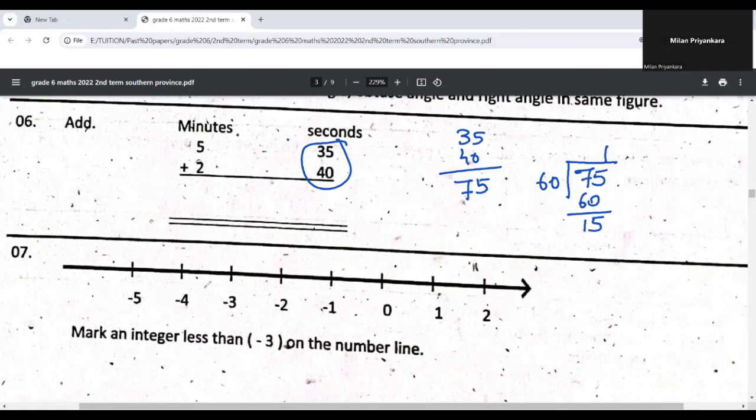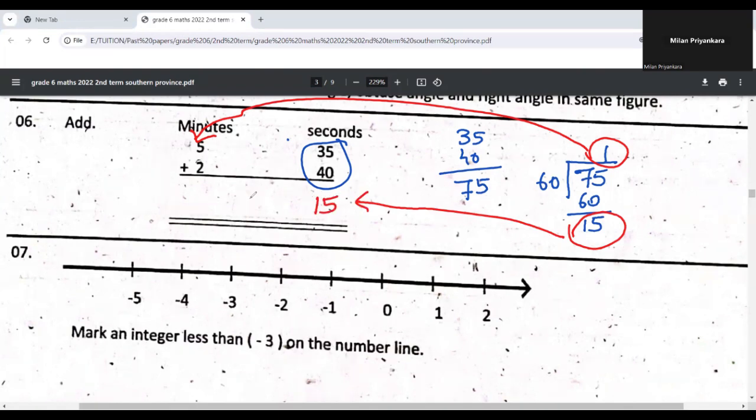That 60 means nothing but 1 minute. This one means a minute, so it goes all the way to here, right? This means second, so it comes up here. So you can write 15 seconds here, and this 1 is taken to this minute side. 1 plus 5 is 6, 6 plus 2 is 8. So your answer is 8 minutes 15 seconds, right?